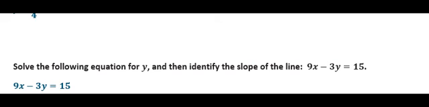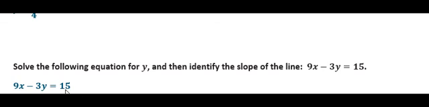Exercises 9, 10, and 11 are going to be our final exercises. Let's solve the following equation for y and identify the slope of the line. So here you've been given an equation in standard form, ax minus by equals c. I've already shown step 1, write the equation down. What property of equality are we going to use to move which term on the other side of the equation?